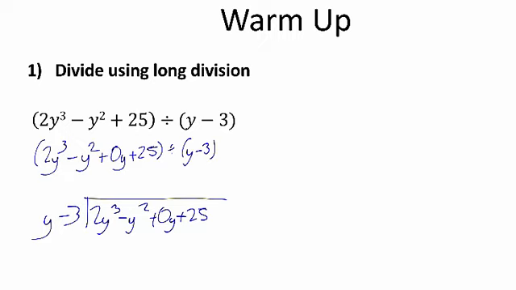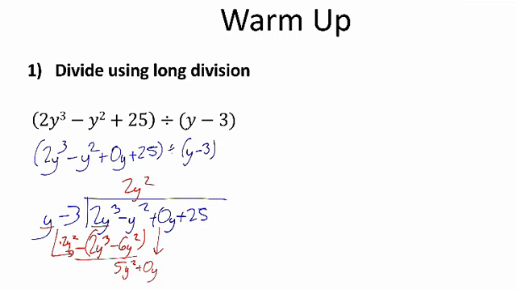All right, again, letting the y value be the driving force here. Y goes into 2y cubed how many times? That's 2y squared. We're going to multiply this whole thing by 2y squared, and we get 2y cubed, then negative 3 times 2y squared is negative 6y squared. Now we're going to subtract that whole line. So 2y cubed minus 2y cubed cancels out. Then we have negative y squared minus negative 6y squared. It's like it's plus 6y squared, which gives us positive 5y squared. Bring down that 0, so we got that plus 0y.